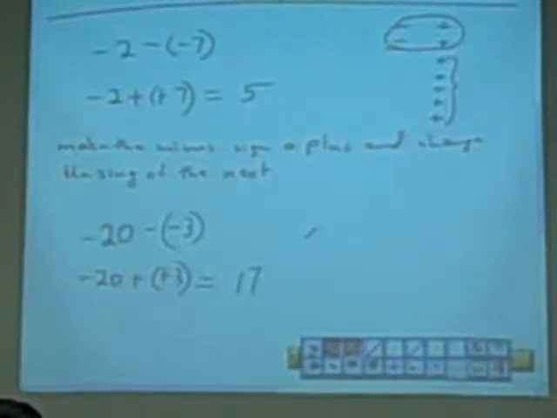Positive or negative? Negative 17. There's more negative than there's positive. Okay, that was my question. So it's going to be a negative.